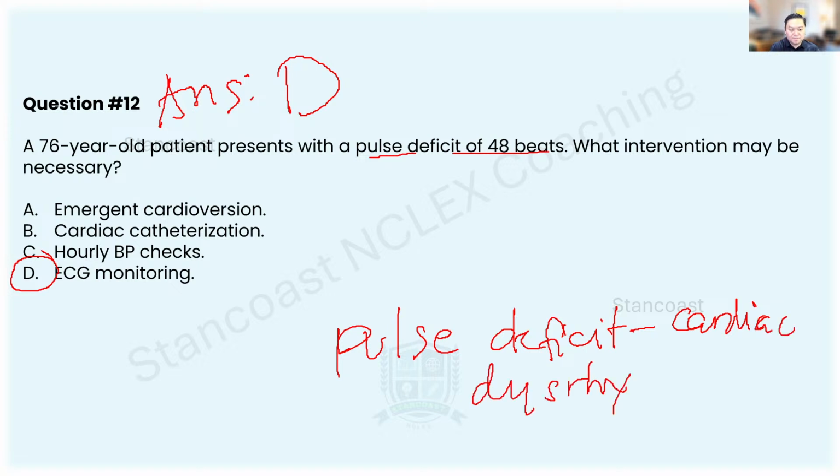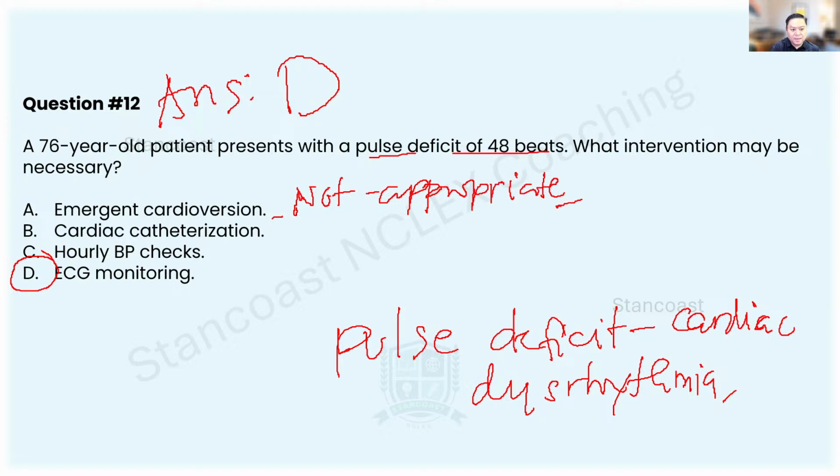All right. So make sure you monitor this patient's cardiac rhythm continuously, not just an EKG. All right. Okay, what about letter A? Why not letter A? Emergent cardioversion. Well, emergent cardioversion is only going to be appropriate for a much more life-threatening dysrhythmia. Not appropriate for a patient in this situation with 48 beats per minute. It's not a life-threatening condition.